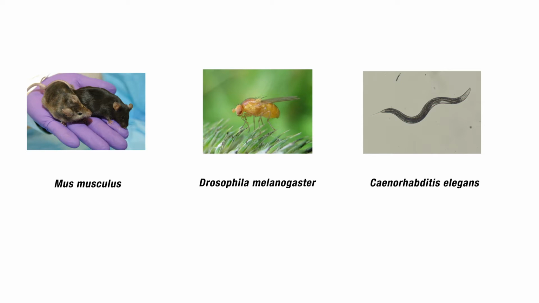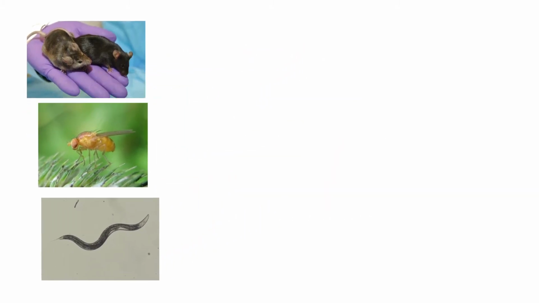Some common examples of model organisms are mice, fruit flies, or Drosophila melanogaster, and microscopic worms called C. elegans. It might seem like these organisms are nothing like humans, but they actually have very similar biological features, such as their DNA. So they serve as good substitutes when it isn't possible or practical to study humans directly.